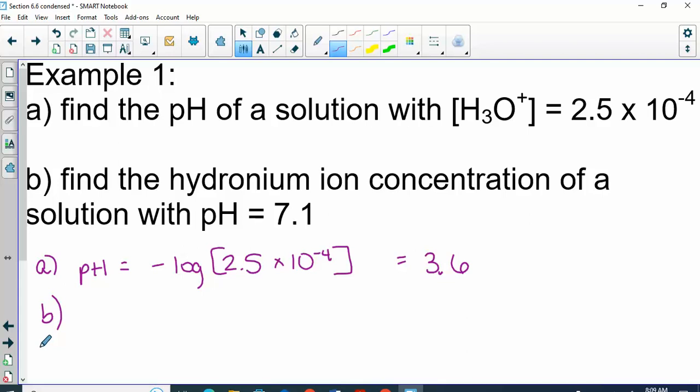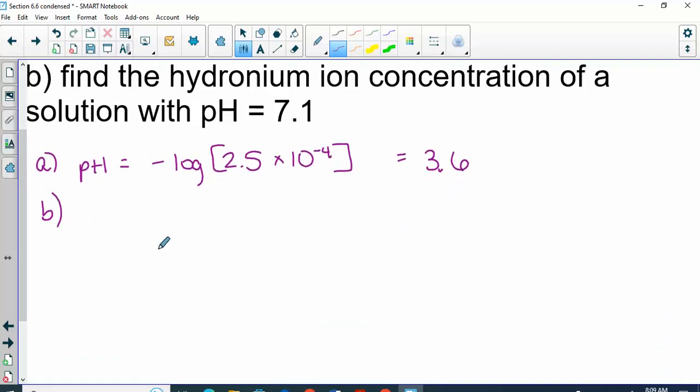So second thing, find the hydronium ion concentration of a solution with a pH of 7.1. So we're using the same formula as the pH. So my pH is 7.1 equals negative log H3O+. All right, so this is solving an equation with my logs. So let's start. What should we do with the negative? We could either take it up and make a negative 1 exponent or just divide by negative 1. I think dividing might be easier.